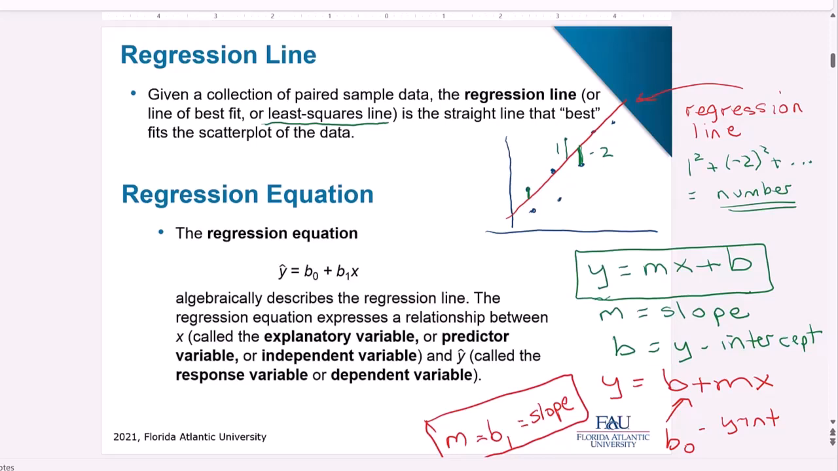In this example, y equals mx plus b, x is called the independent variable and y is called the dependent variable. Because when we have an equation, we pick an x and then we solve and we get a y. Y equals mx plus b.